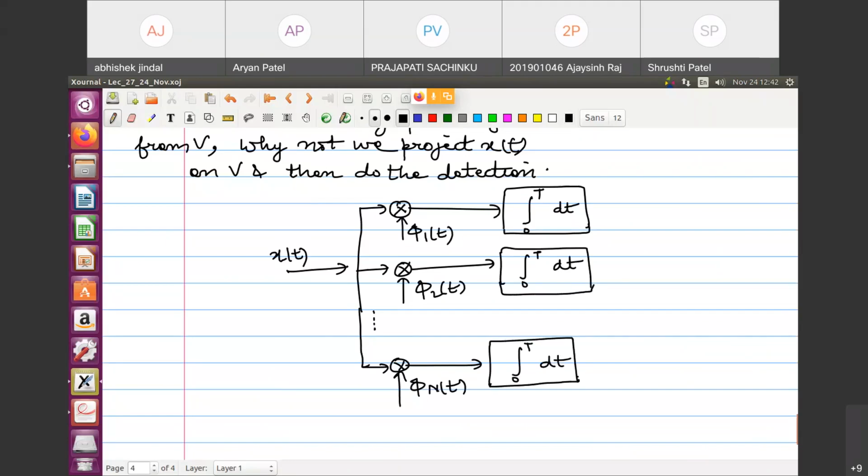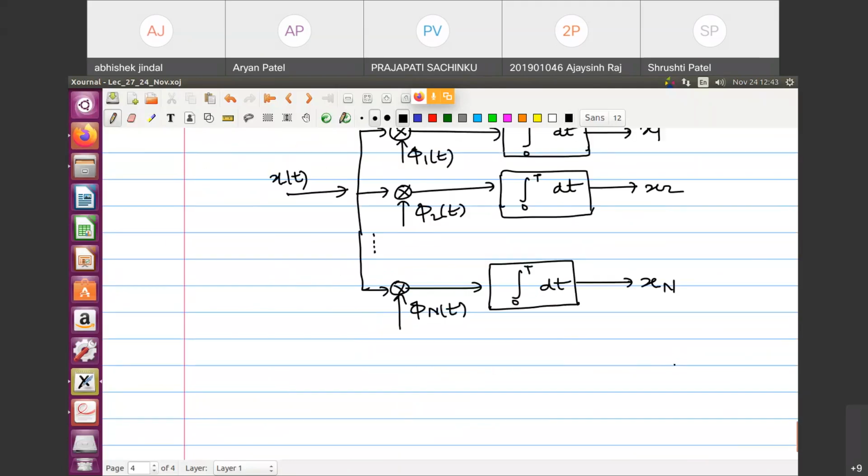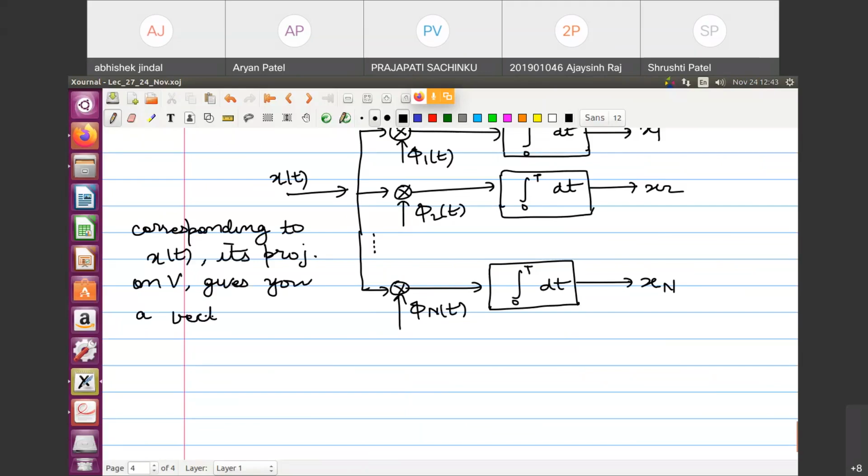This you will easily find in Lathi chapter 2. I have given the reference when we were discussing the GS procedure. So we will find some components. Let us say I call it x1. This is x2. This is your x of N. Okay. So you get a vector. So corresponding to its projection on V gives you a vector x bar. Okay.